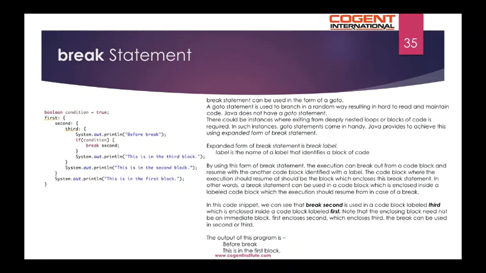In this code snippet, we can see that break second is used in a code block labeled third, which is enclosed inside a code block labeled first. Note that the enclosing block need not be an immediate block. First encloses second, which encloses third. The break can be used in second or third. The output of this program is before break. This is the first block.